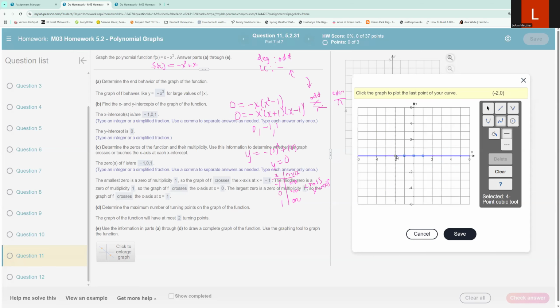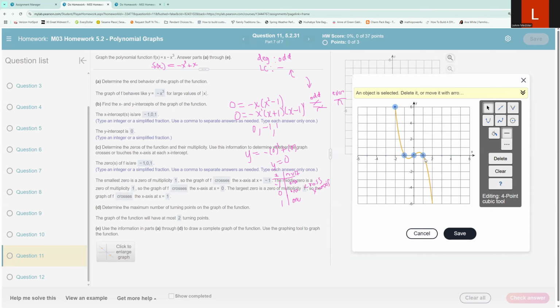So pick -2. Plug -2 back into the original function. That will help it know what it's doing at each of these. So -2 cubed is -8. Then there's a negative in front of it, so that'd be +8. And then plus a -2, so that's going to be 6. So that first point, -2, is going to be up here at 6.